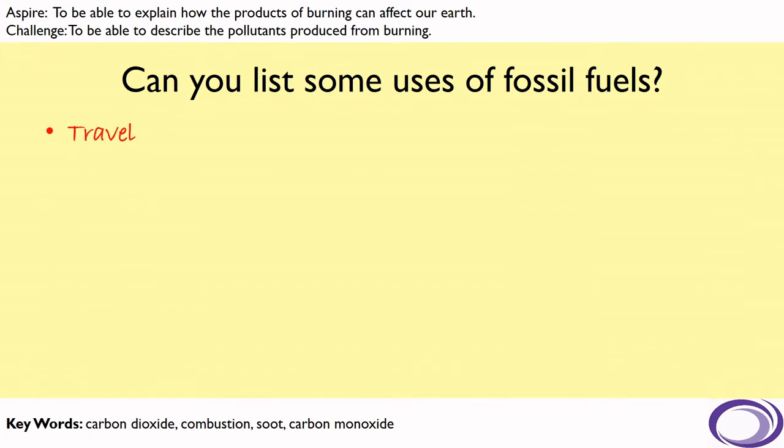So travel is one of our main uses of fossil fuels. That could be planes, trains, automobiles, ships. Several of the components of crude oil are used as a fuel for travel. Cooking, we use methane in our gas ovens and our gas hobs, so quite often fossil fuels can be used for cooking. Coal can be used for barbecues.